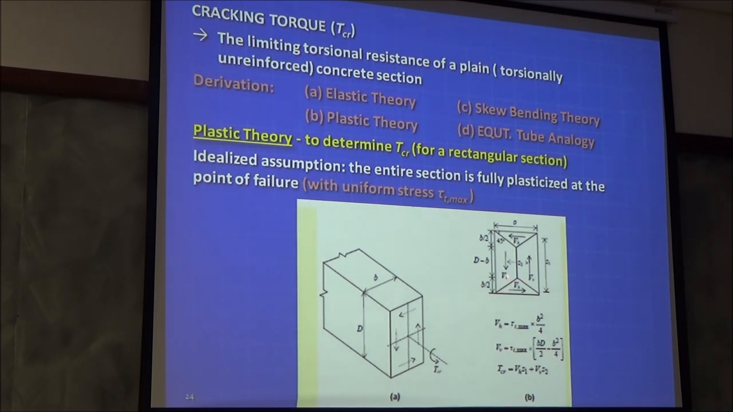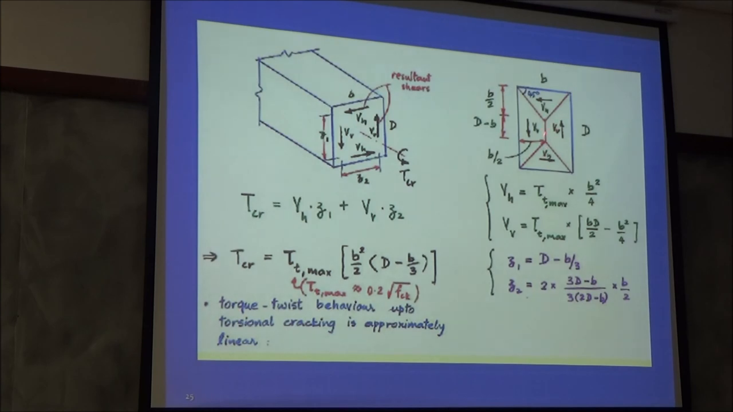B by 2 into D minus B squared by 4. So it's the total area minus half this triangle. That's your net area of this trapezium. And so you can work out the lever arm. You can prove it more easily here. VH is tau T max into B squared by 4, and VB is tau T max into this area. And your net lever arm Z1, Z2 can be worked out using the appropriate formula.